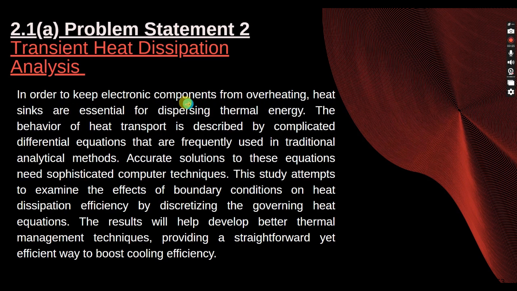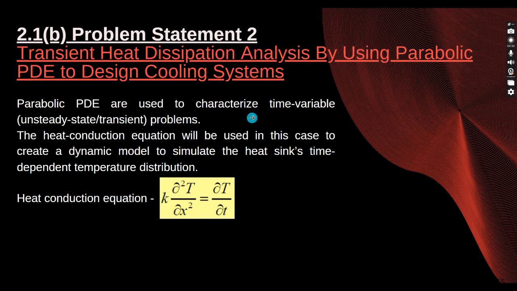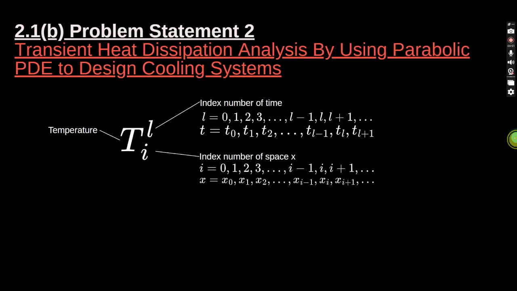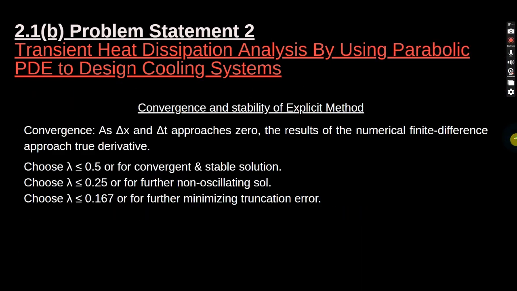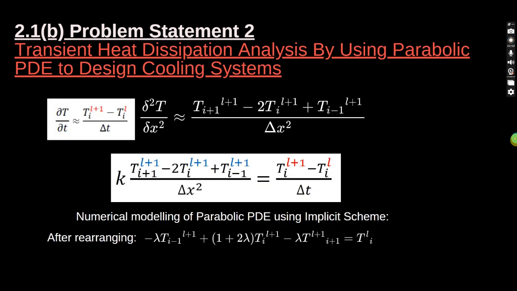To analyze the heat distribution and also the dispersion of the thermal energy, we'll be using parabolic PDE methods such as implicit, explicit, and also Crank-Nicolson method. These three methods are used because the heat conduction equation is more suitable to create a dynamic model to simulate the heat sink's time-dependent temperature distribution. Throughout the slides, I have already written how each method is used and also how it is derived.